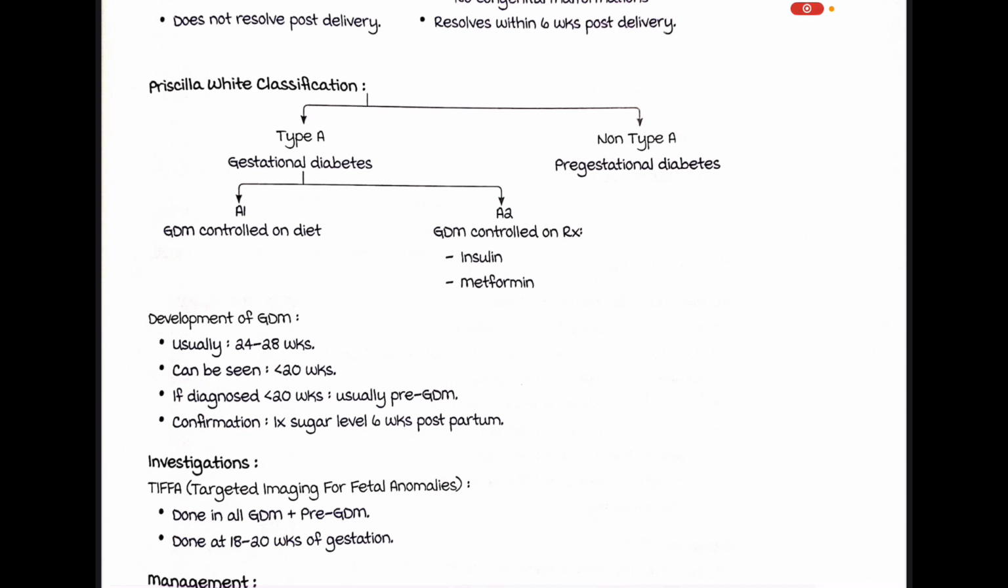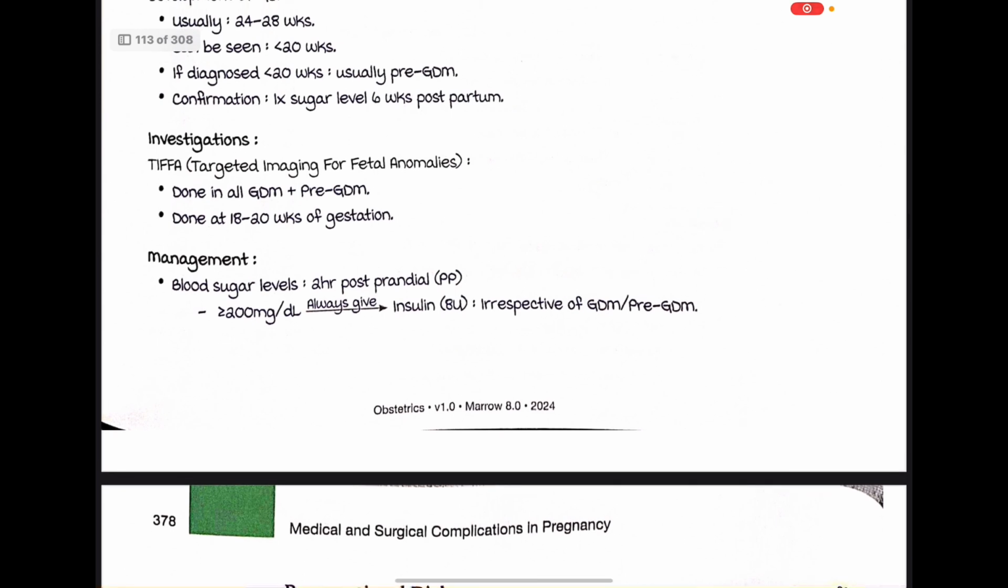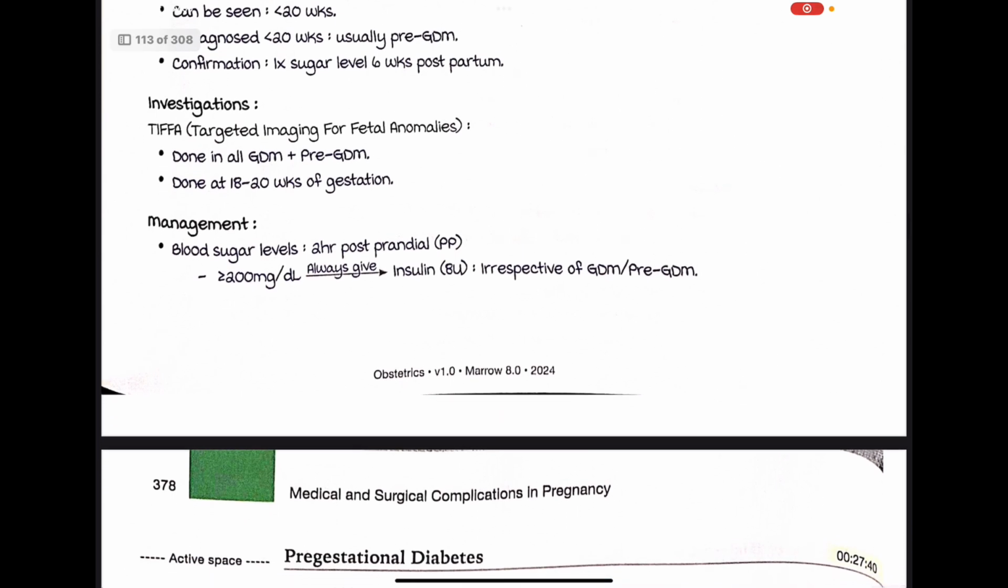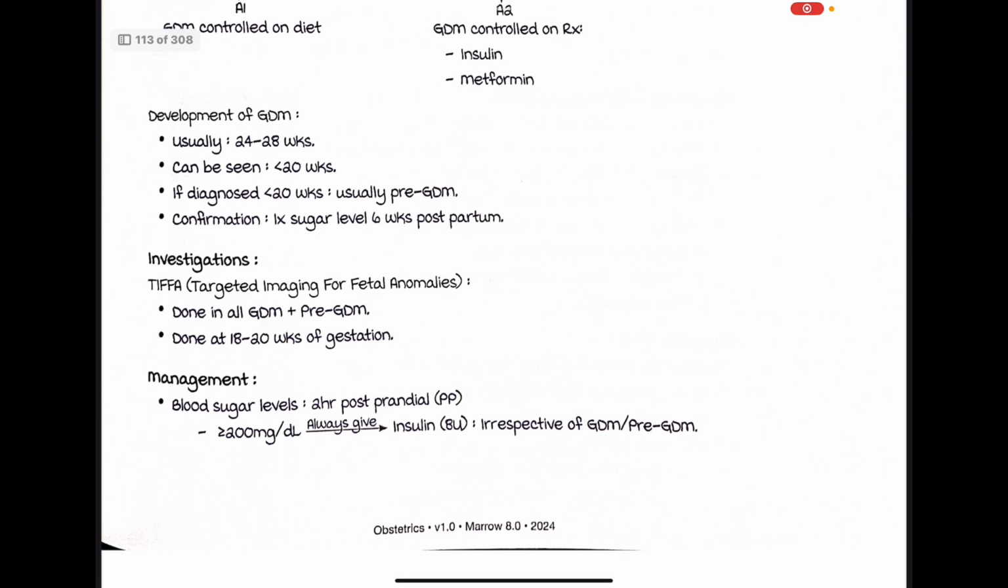Development of gestational diabetes mellitus is usually between 24 to 28 weeks, but can be seen in less than 20 weeks. If diagnosed in less than 20 weeks, usually pre-gestational diabetes. Confirmation: check sugar levels by 6 weeks postpartum; the normal sugar levels are retained. Investigations: TIFFA, targeted imaging for fetal anomalies, done in all gestational diabetes and pre-gestational diabetes, done at 18 to 20 weeks of gestation.